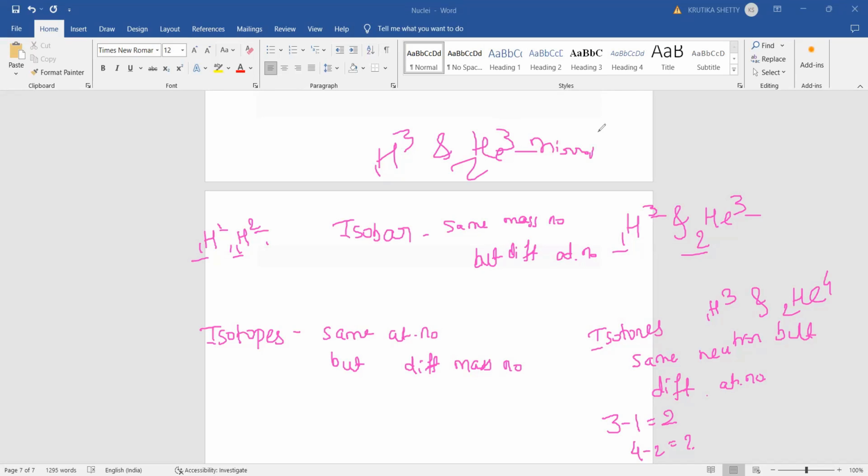Hope all these definitions are clear to you. These are the different types of nuclei: isotopes, isobars, isomers, isotones and mirror nuclei. For our study we have only three: isotope, isobar and isotones. Okay, now let us go to the previous point, the size of the nucleus.